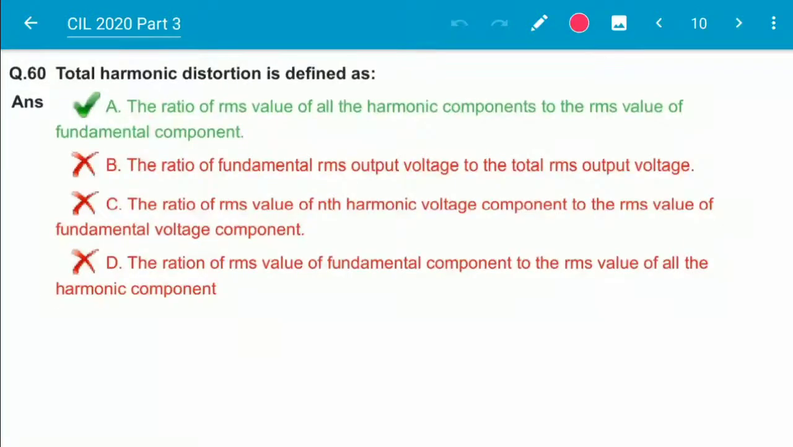Next question, total harmonic distortion is defined as, this is option number A, the ratio of RMS value of all the harmonic components to the RMS value of fundamental component. This is the definition of total harmonic distortion.